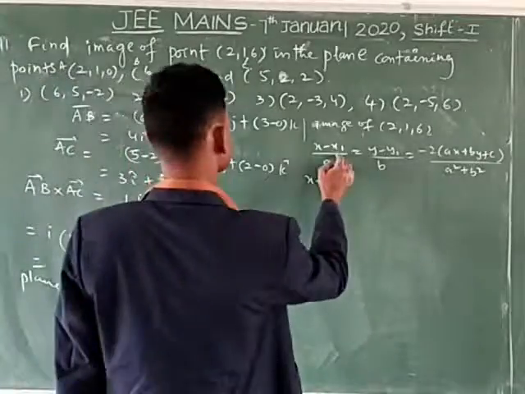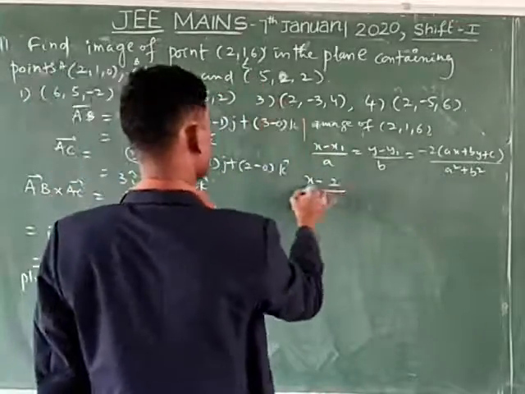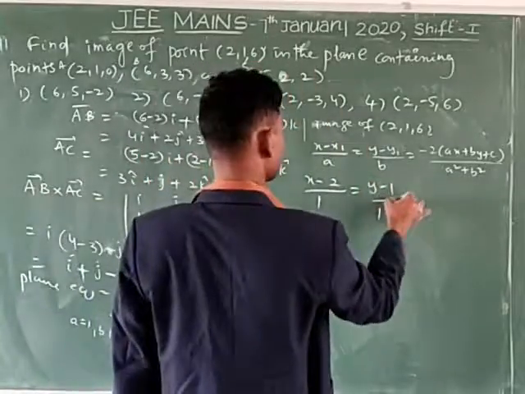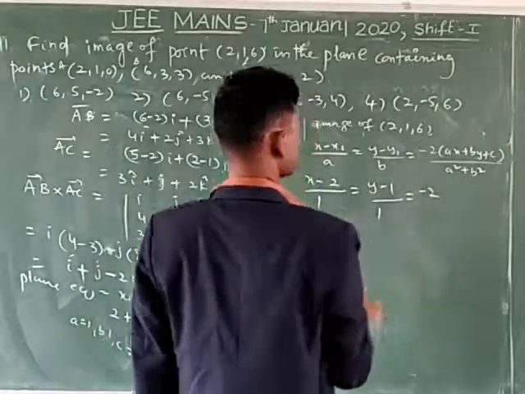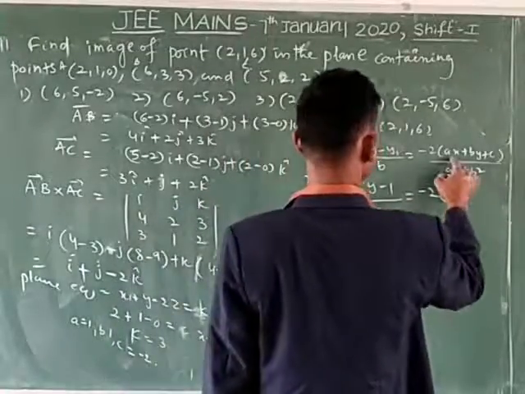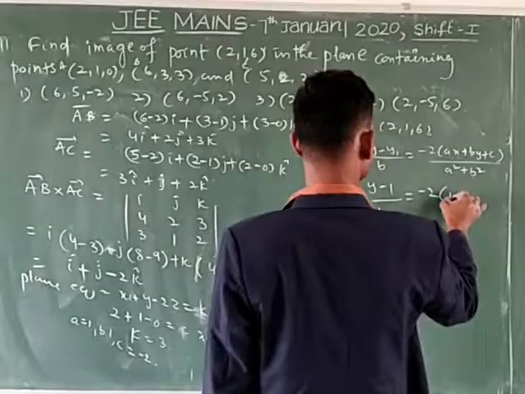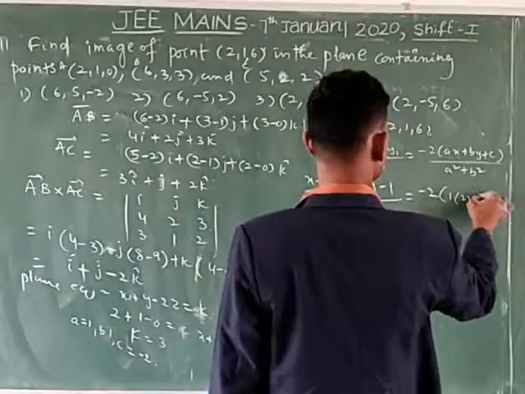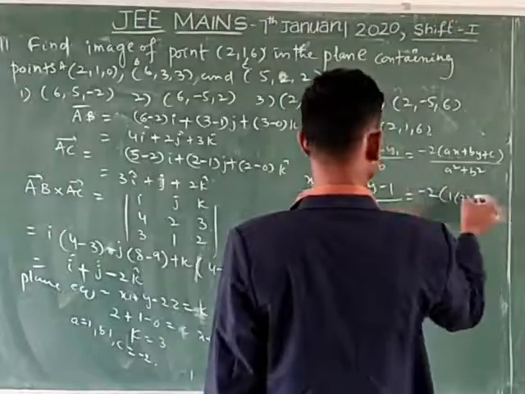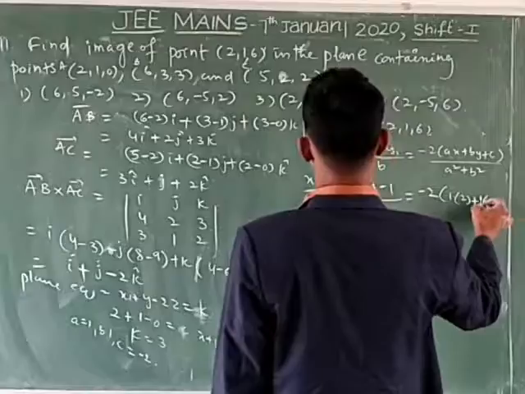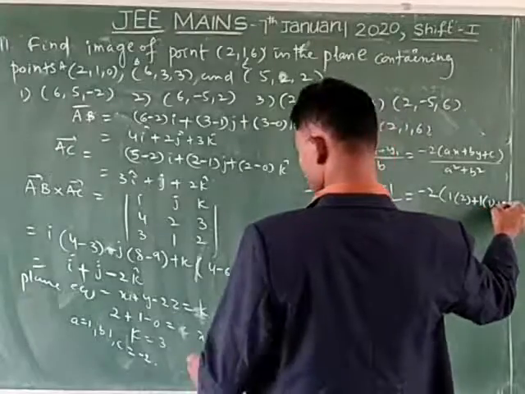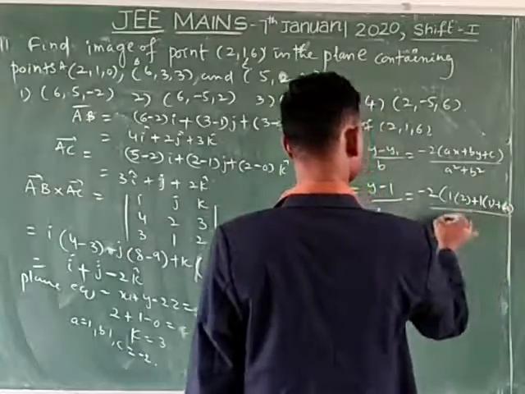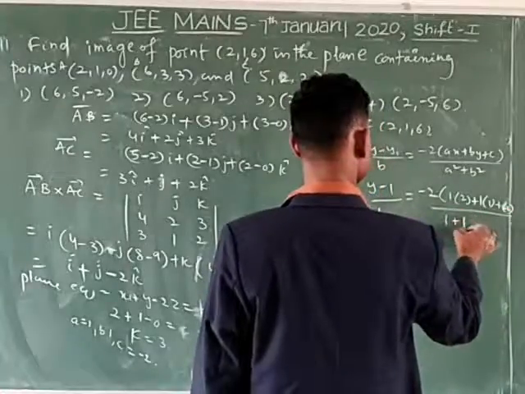Now x minus x1 is equal to how much here? 2 by a is equal to 1. Here y minus y1 by b is equal to 1, and minus 2 into ax, where a is equal to 1, x is equal to x1 is equal to 2, plus b is equal to 1, and y is equal to 1, and c is equal to minus 2. C is equal to minus 2 by a square plus b square, which means 1 plus 1.